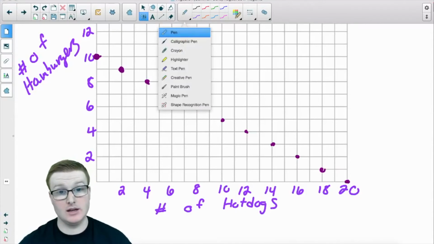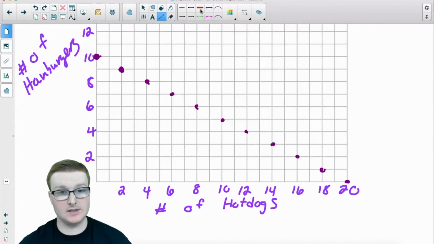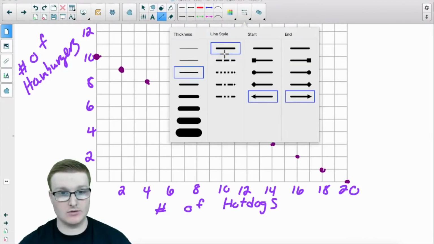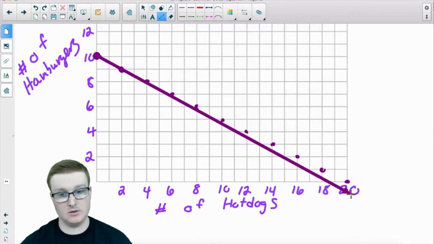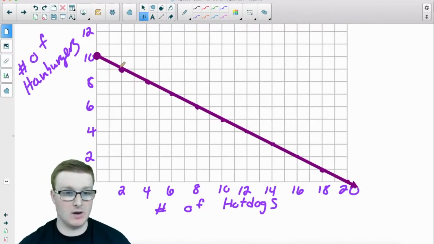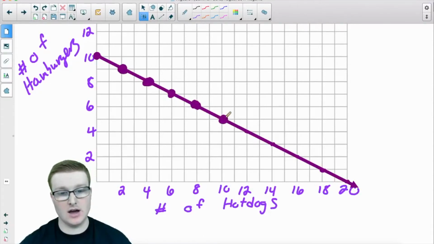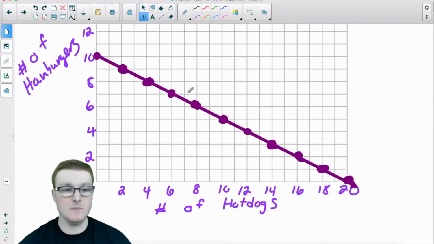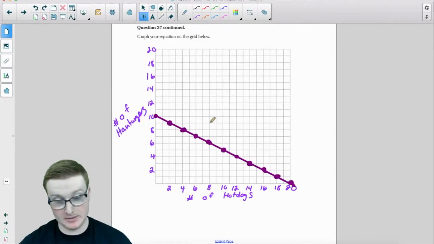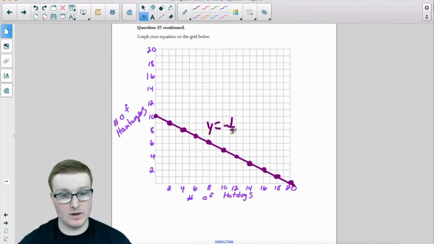That's your line, folks. All right, so this is the line of this graph. So here all the way down to here. Let me make those points a little bit bigger, and you'll see why in a moment. Okay, so this is the line that we have. That's it. And you could label it too: y equals negative 1/2 x plus 10.